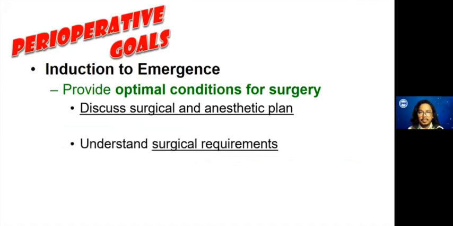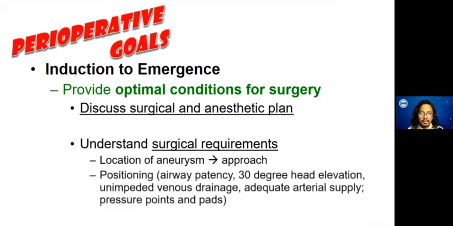Anesthesiologists need to understand the requirements of the surgery and integrate those needs into their plan. Craniotomy access depends on the location of the aneurysm. Placing the patient in the optimal position requires that the airway be secure and unencumbered. Unimpeded venous drainage and adequate arterial supply are taken into consideration during head turning and elevation.